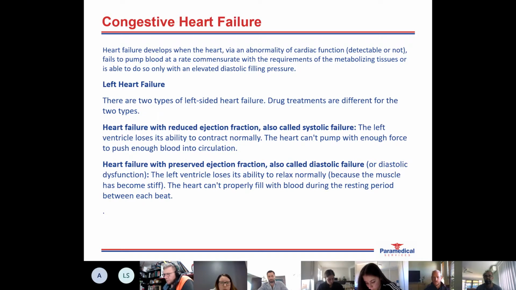There are 2 types of left-sided heart failure. Drug treatments are different for each type. When we look at the first one, heart failure with reduced ejection fraction, also called systolic failure, meaning that the amount of blood being ejected is insufficient. The left ventricle loses its ability to contract normally. The heart can't pump with enough force to push enough blood into circulation.